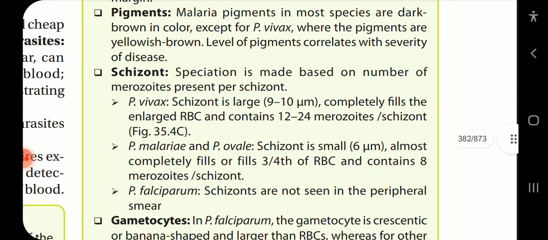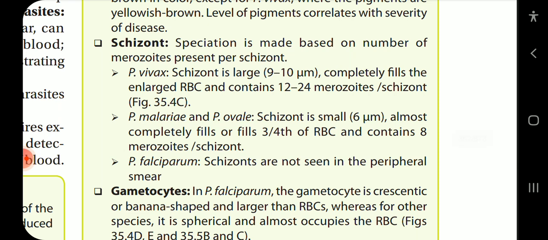Schizont: speciation is made based on the number of merozoites present per schizont. Plasmodium vivax schizont is large, 9 to 10 micrometers, completely fills the enlarged RBC and contains 12 to 24 merozoites or schizonts.